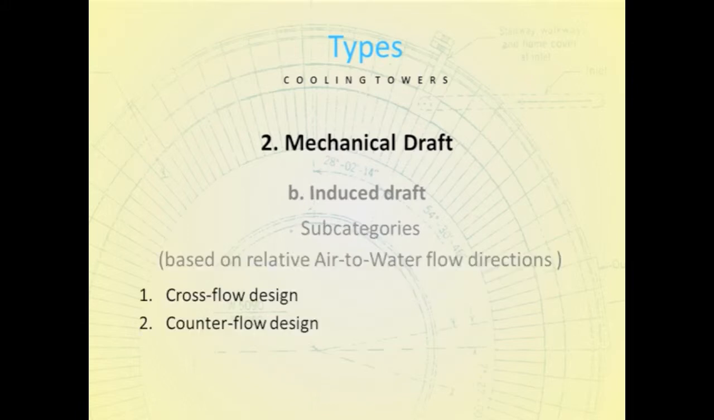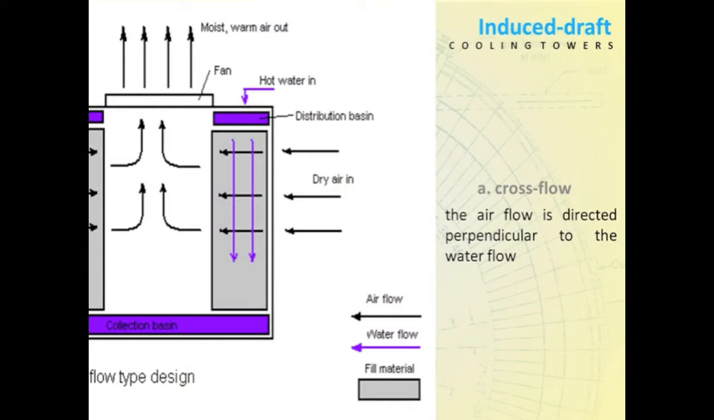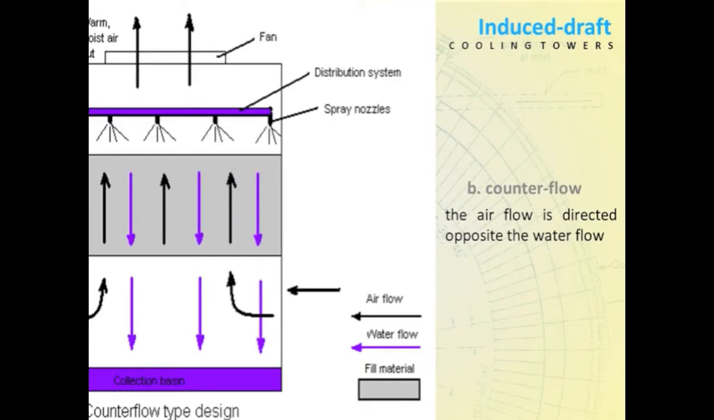Induced draft cooling towers can either be cross-flow design or counterflow design depending on the relative air to water flow directions. In cross-flow induced draft cooling towers, the air flows perpendicular to the water flow, while in counterflow cooling towers, the air flows opposite the water flow.